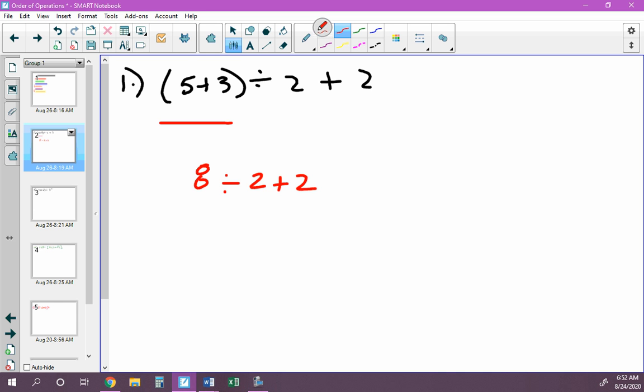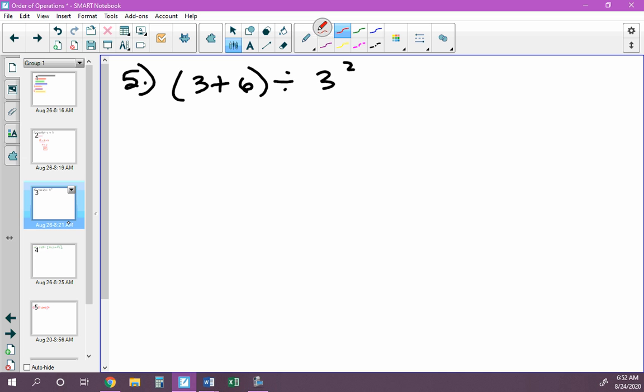Now what we have next is division and addition. So which one of those should come first? If you're thinking division, you're correct. 8 divided by 2 is 4. Bring down the plus 2. And now I've just got one thing left. 4 plus 2 is 6. Always put a box or circle around your answer so it stands out. Obviously, I know you can use a calculator on this, and you're welcome to check your answers with a calculator, but I'd really like for you to try it using mental math first.